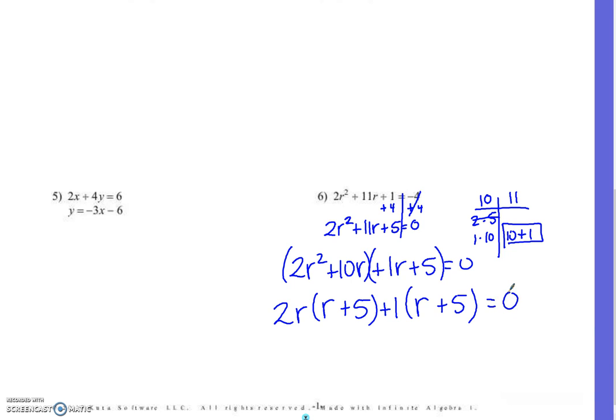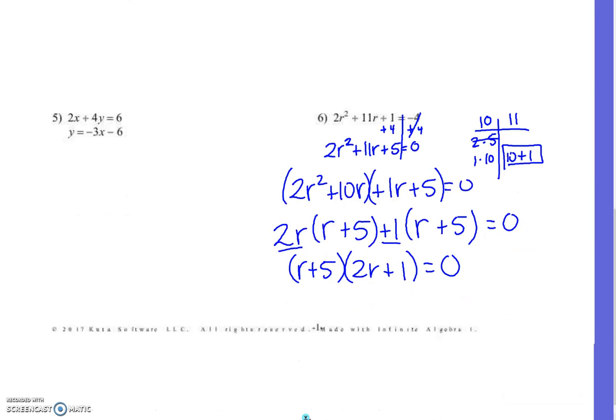Good? And then from there, we go ahead and write our inside and our outside. We have r plus 5, and we have 2r plus 1. Good. That is factored, yes, but that is not our answer. To actually answer it, you'd have to do r plus 5 equals 0, and then solve it, and then 2r plus 1 equals 0 and solve it. So you would just subtract your 5 here, and you'd get r equals negative 5.